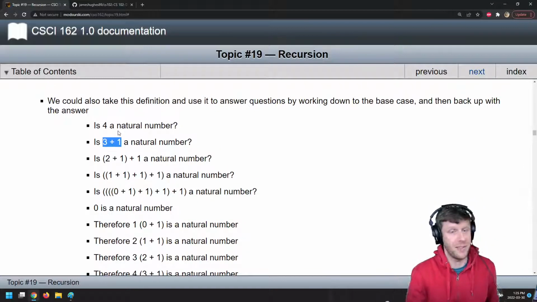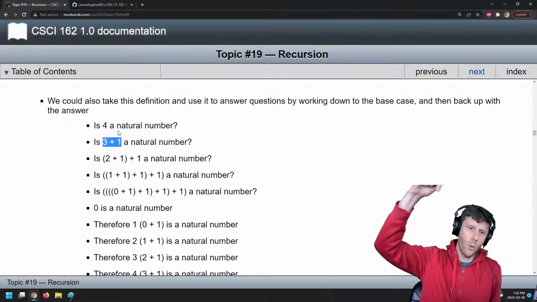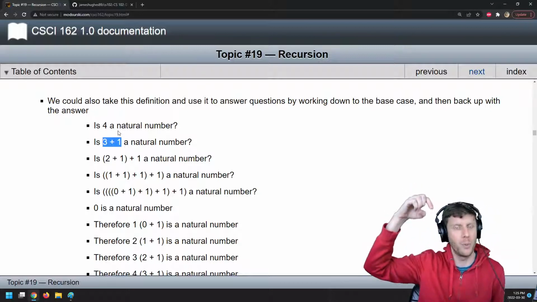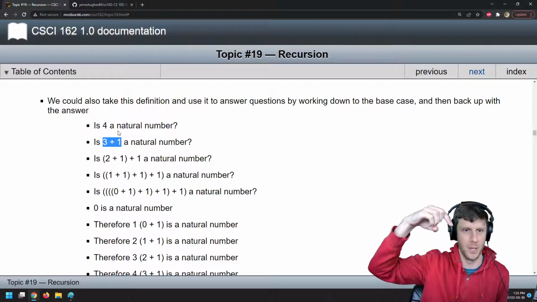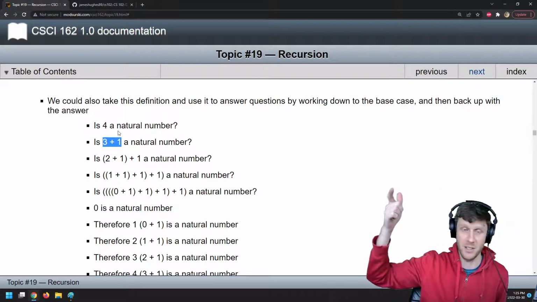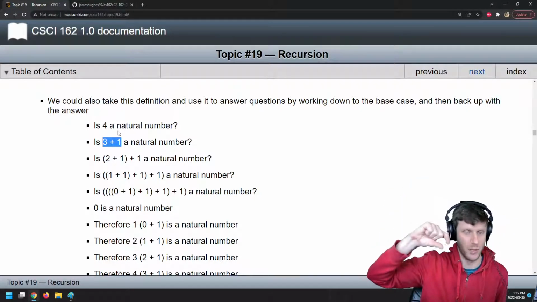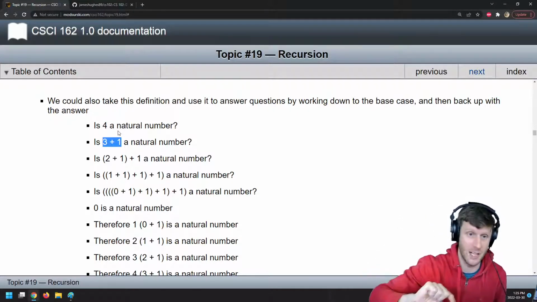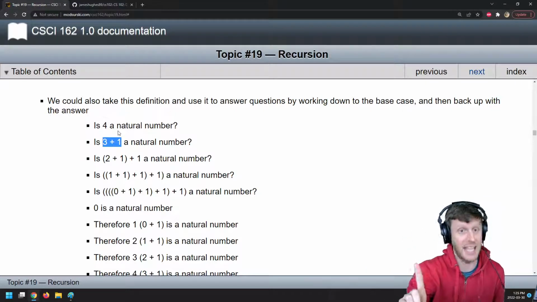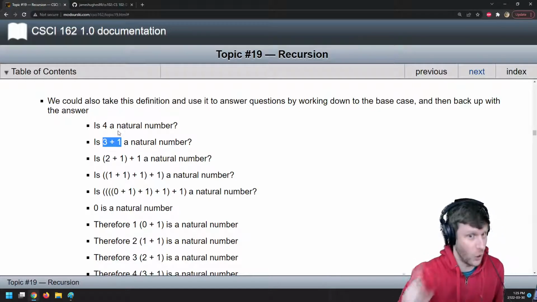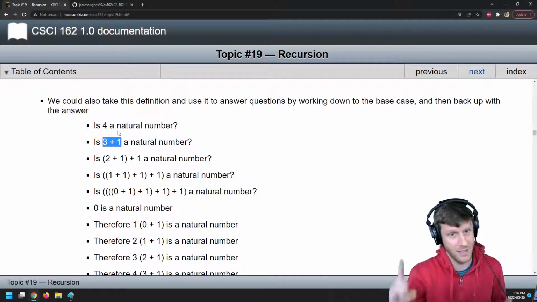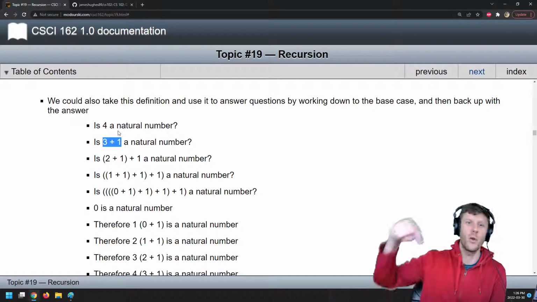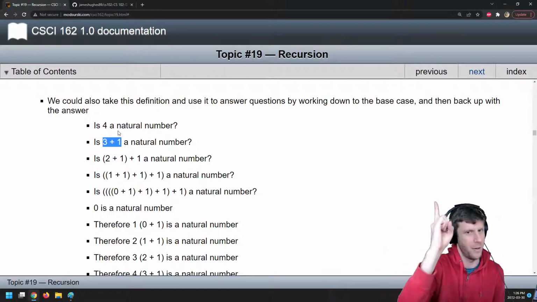So it's kind of neat. We didn't start at the base case. We worked our way down towards the base case by breaking the problem down into subproblems. In order to answer if 4 is a natural number, we need to know if 3 is a natural number. That's the subproblem. Then we need to know if 2 is a natural number. Then we need to know if 1 is a natural number. Then we need to know if 0 is a natural number. It is. And if it is, I can then answer that 1 is. And if 1 is, that means 2 is. And if 2 is, that means 3 is. And if 3 is, that means 4 is. So we worked down and then back up.